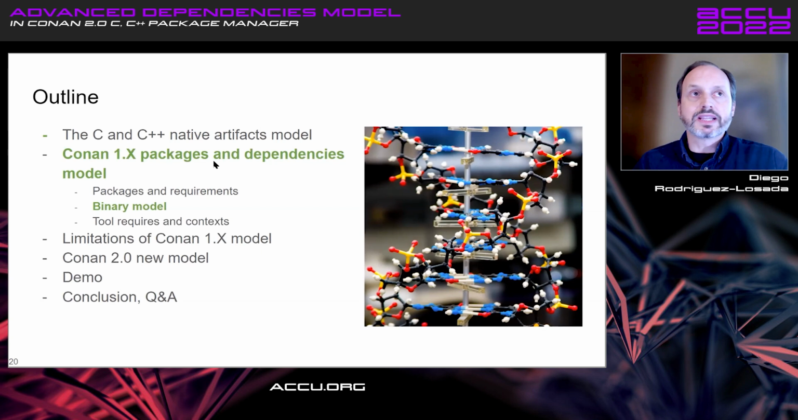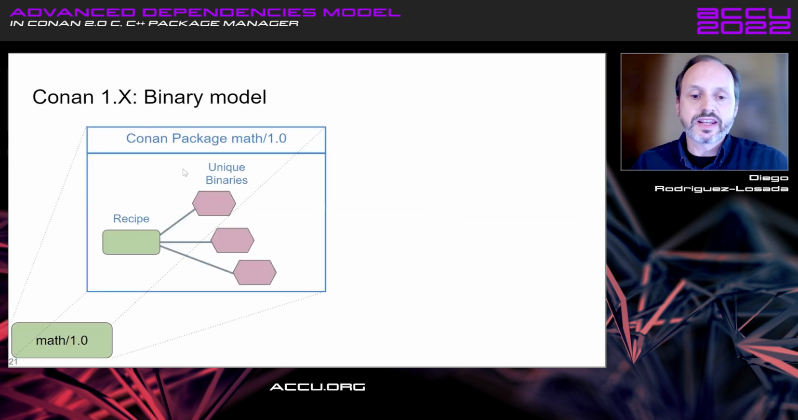Okay, this was a bit simplified model. Let's see now how Conan manages the binaries. So when we're talking about a package like the math package, we are actually talking about this. We have seen the recipe, this Conan file script that describes how these binaries are built. But every time we call a Conan create, we create a package, then a binary is produced. Okay, and we can have as many of these binaries as we want.